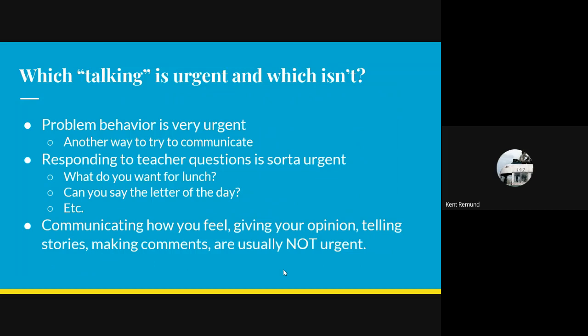So just like Kate was saying, that's the perfect segue right here, actually. Some communication is probably urgent. Problem behavior, very urgent. And we all have hopefully had training in understanding behavior, that problem behavior is usually just another way to communicate, right? So they're trying to communicate something, they haven't been able to do it verbally or with AAC, or we're not getting their vibe or their signals or whatever. So they try another way.